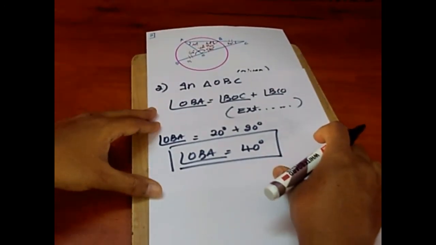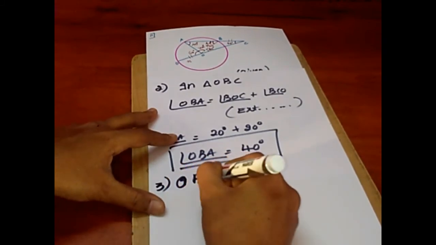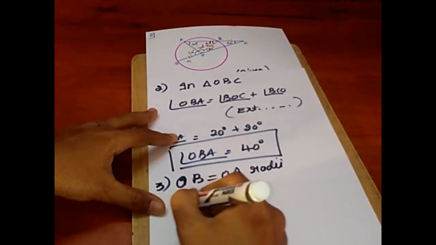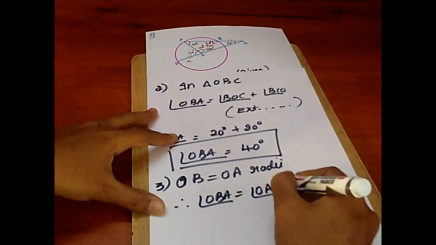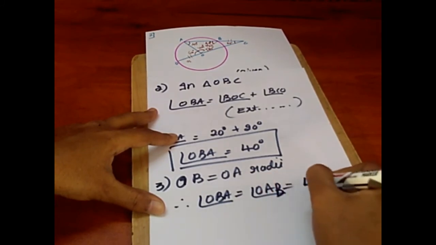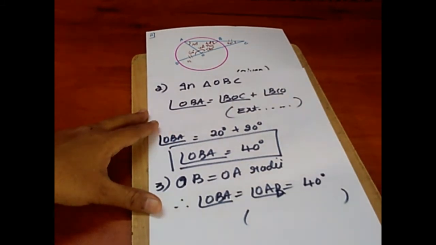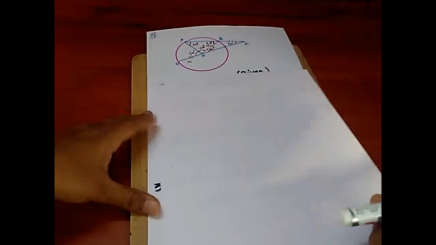Next, result number 3. OB is equal to OA radii. Therefore, angle OBA is equal to angle OAB is equal to 40 degree. Write down the reason. Angles opposite to equal sides. This is point number 3.